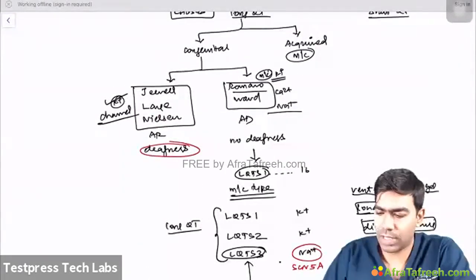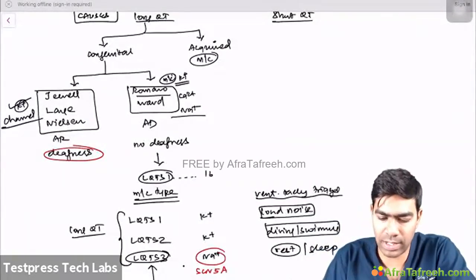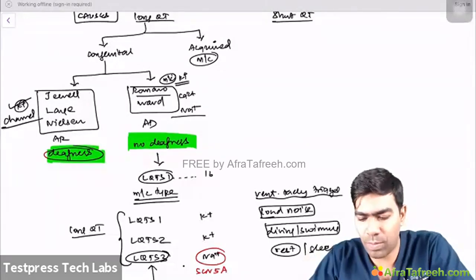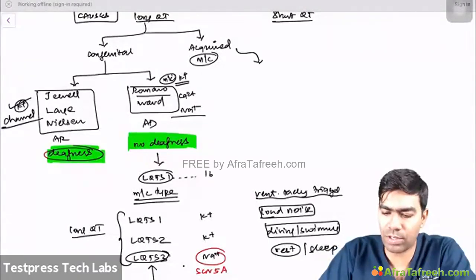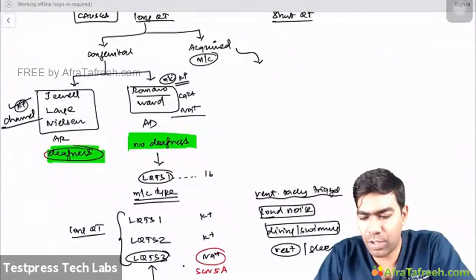So fine. These are the congenital causes which you need to know. To some extent, but most of the time your exam questions will be based on the differentiation between Romano-Ward syndrome and Jervell-Lange-Nielsen syndrome only. Then we have acquired causes of long QT. You have a few causes. Let me finish off with the causes alone.